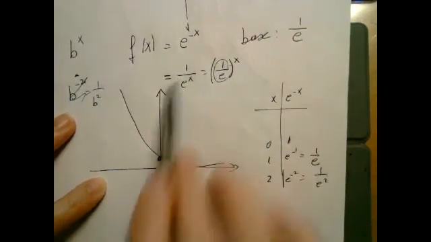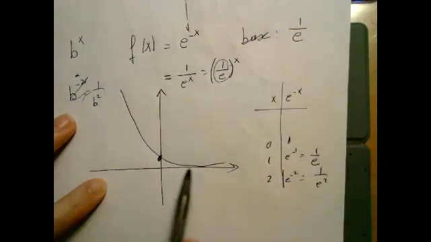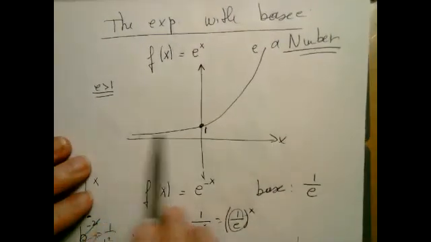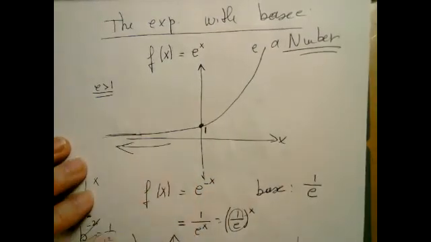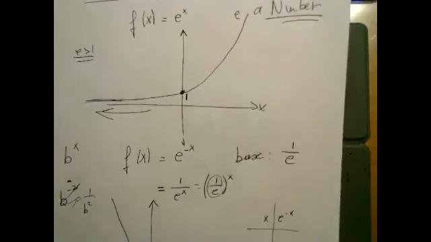So e to the minus x is decreasing, getting very, very close to 0. E to the x, the exponential function, is increasing. When x takes large negative values, the function gets very, very close to 0.